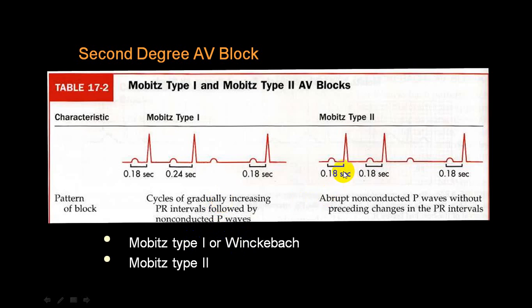Again you can see here, right? Now what you see here, normal PR, normal PR. Now see this one P wave, not transmitted. The PR is not getting prolonged. PR remains the same. And suddenly there is one P wave which is not transmitted. Again, the next P wave is transmitted. This is called Mobitz type 2. Now here for two impulses, one is transmitted. So we call it 2:1 block. We'll show you some of the other ECGs also. This is called Mobitz type 2.